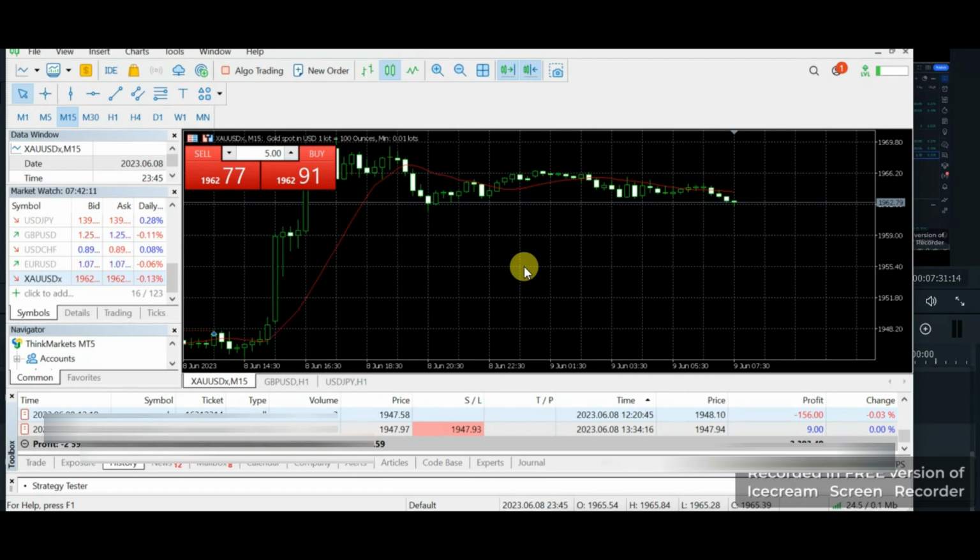Like, a break-even trade is not as bad as a losing trade. All right, so it is what it is. Even if we end up losing this trade, there's still more trades to be taken down the line.